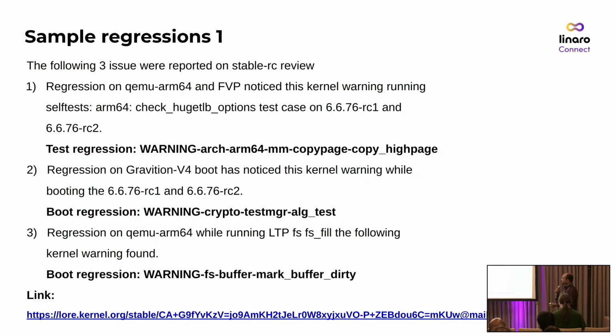This is one of the examples of regressions we have found and reported. In a single stable RC review, we got to see three regressions. One of them is on arm64 and FVP, where we are running the self-test arm64, and we got a kernel warning. That's an arm64 memcpy issue, and this has been reported. On the same stable RC, we have seen one more kernel warning on the Graviton V4. This is found at boot time, so this has also been included.